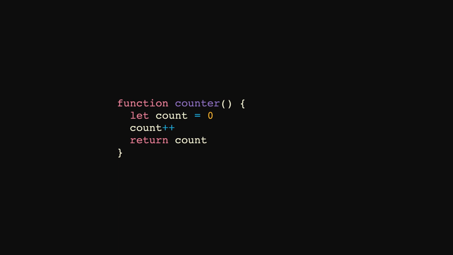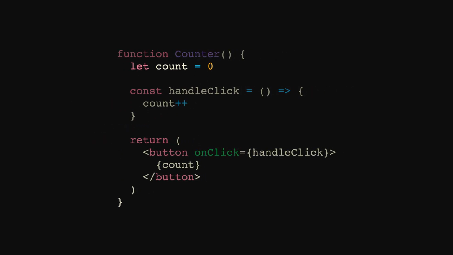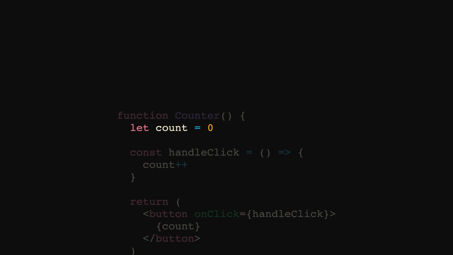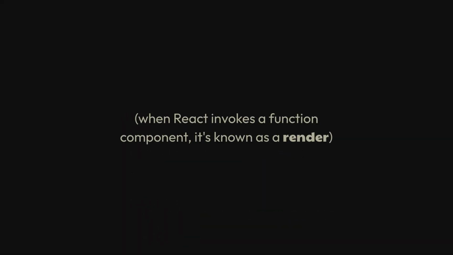So how do we get around this? Well, we need some help from React. Specifically, we need a way to tell React to preserve the value of count between different invocations of our counter function. React refers to these function component invocations as renders. Lucky for us, React comes with a hook that does exactly this, called useState.